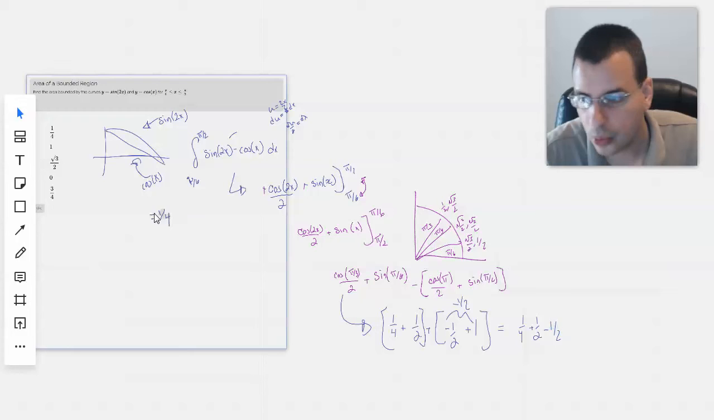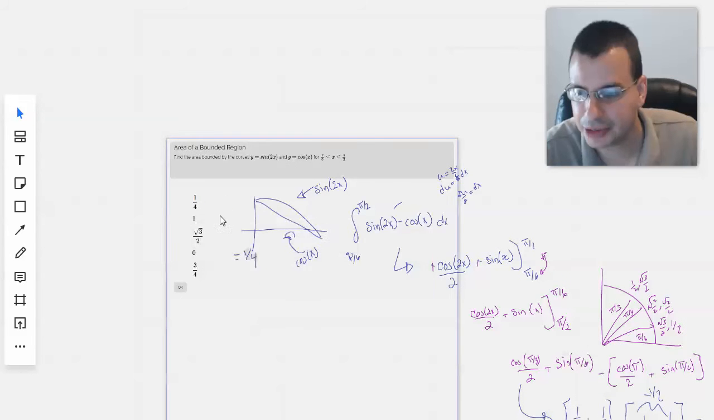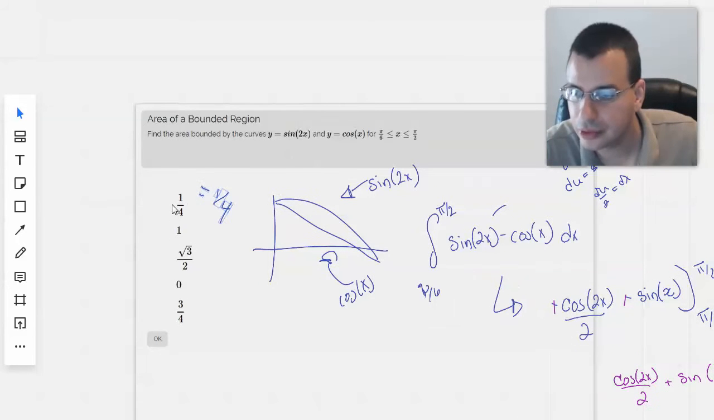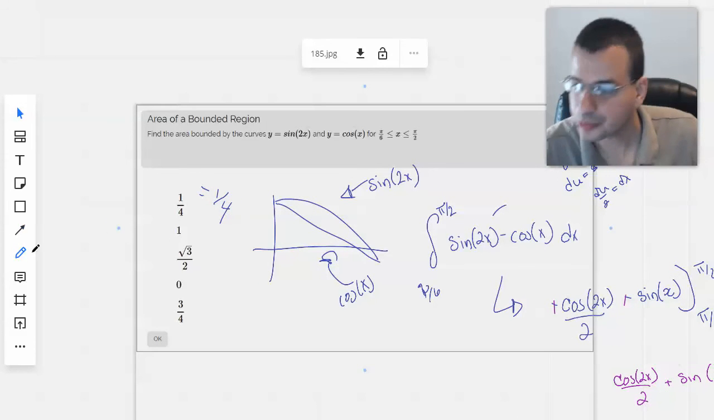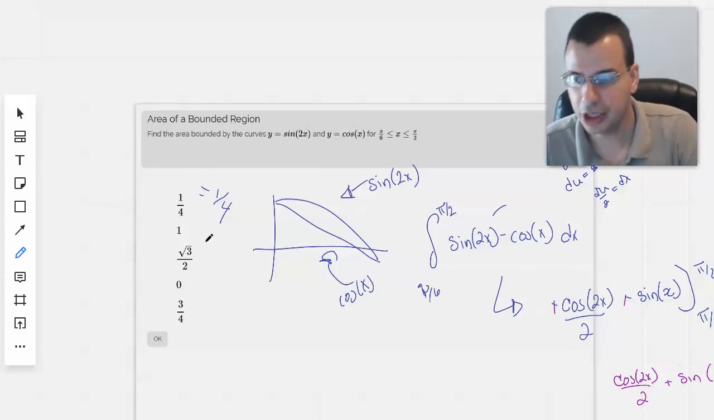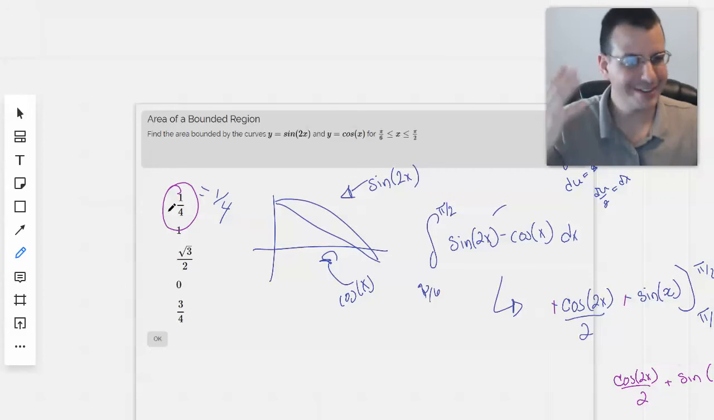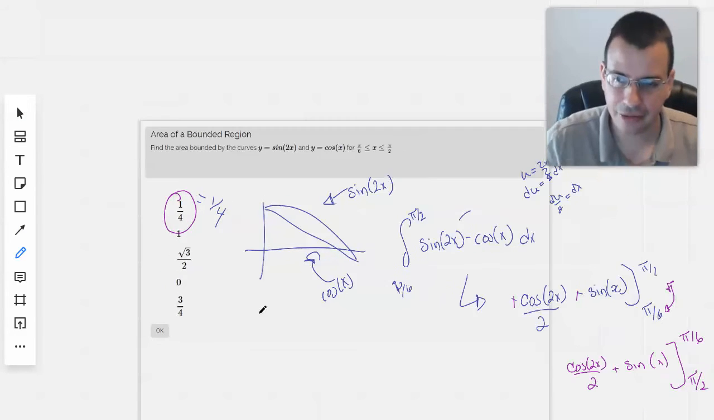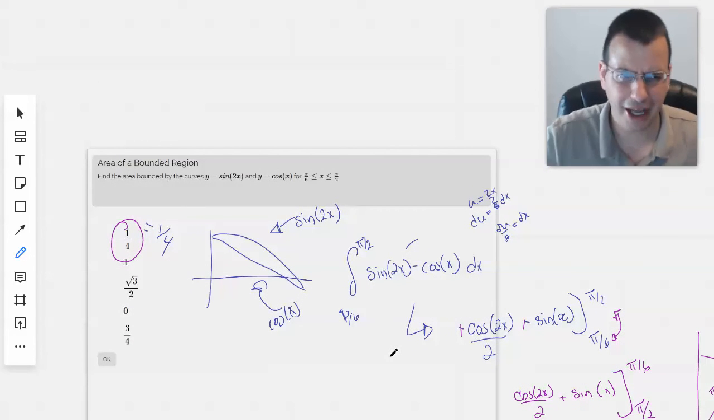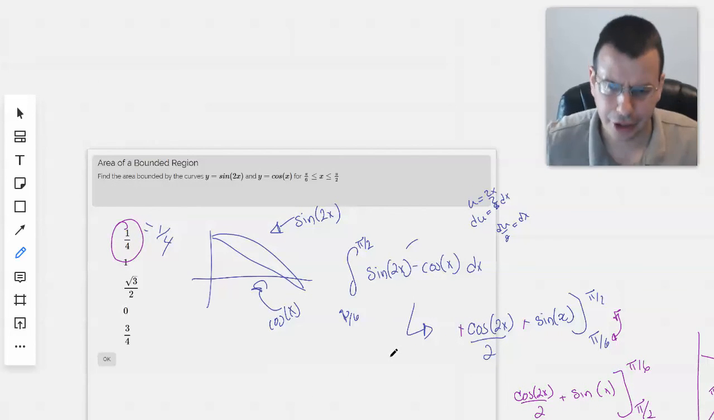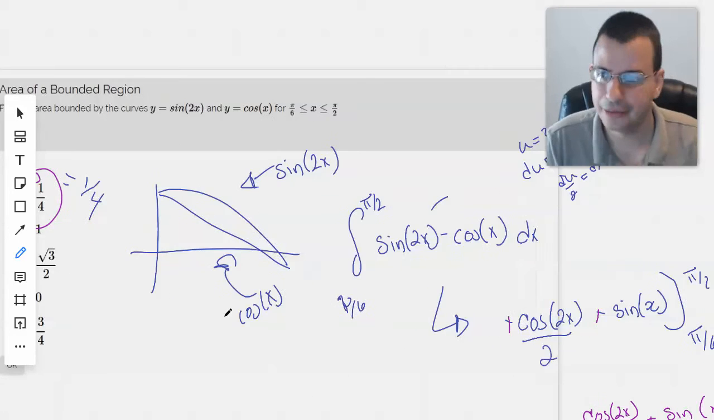It's even a possible answer. So our answer then would be 1/4. I know these area bounded regions can be kind of convoluted, a little bit difficult. So let's go back and see what we did here.